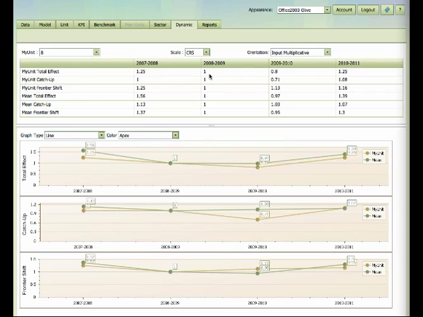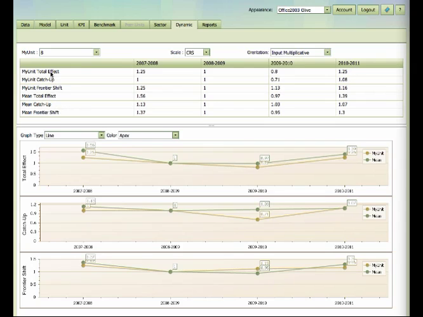See that the change from 2008 to 2009 is absent, so it gets a score of 1. And here we see a decline in performance of some 20%, and then again in the last period we see an increase in performance of 25%.